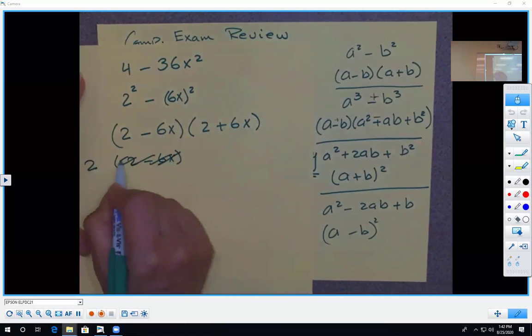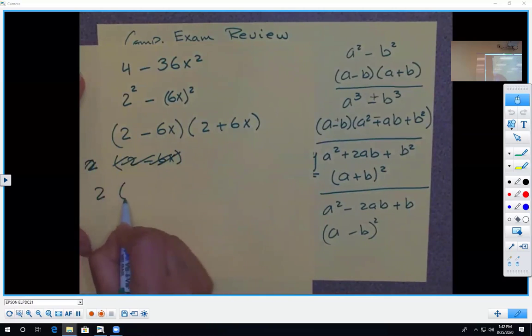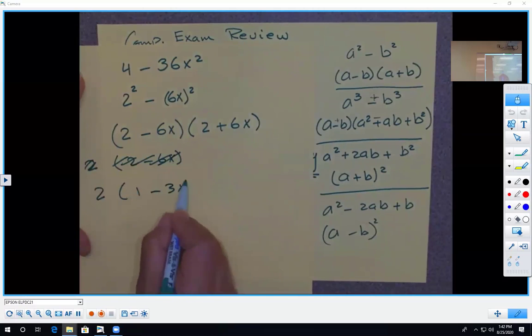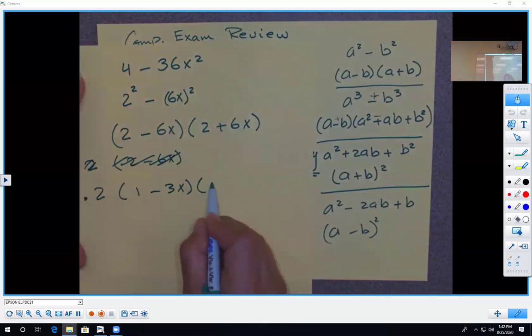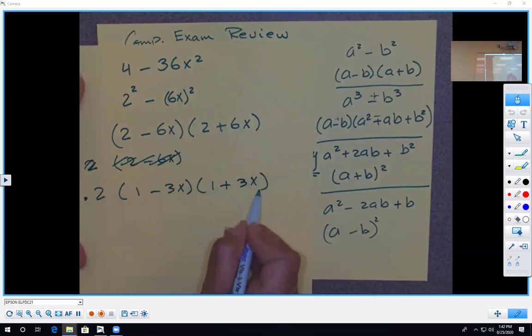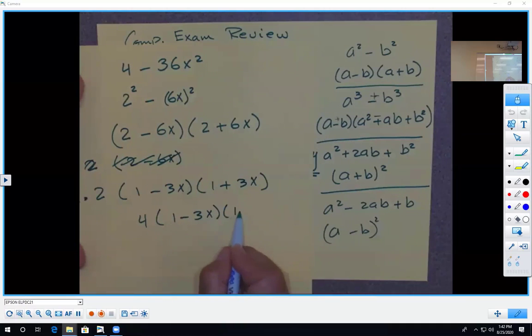I can factor the 2, and that will leave me 1 minus 3x. And also, I can factor another 2 from here, so that will leave me with 1 plus 3x. And that final factoring step will be right here.